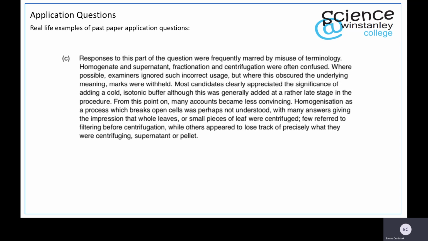Most candidates appreciated the significance of adding a cold isotonic buffer, although this is generally added at a later stage in the procedure. It's one of the first things you do. Straight after you cut it up, it's in a cold isotonic buffer. From this point on, many accounts became less convincing. Homogenization as a process which broke open cells was perhaps not understood, with many answers giving the impression that whole leaves or small pieces of leaf were centrifuged. Homogenization will break up your cells.